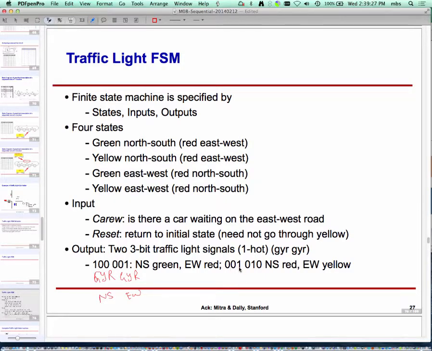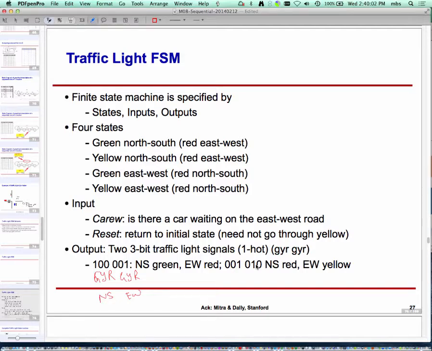Likewise, if I have 001, 010, it's saying north-south is red and east-west is yellow, and so forth. And again, not all combinations will occur because we know that there are constraints that this system has to meet. So faced with a problem description, the very first thing you have to do is all this housekeeping: what my inputs are, what my outputs are, what the states are, and for that you have to think about what states make sense to have in the system that will capture everything.